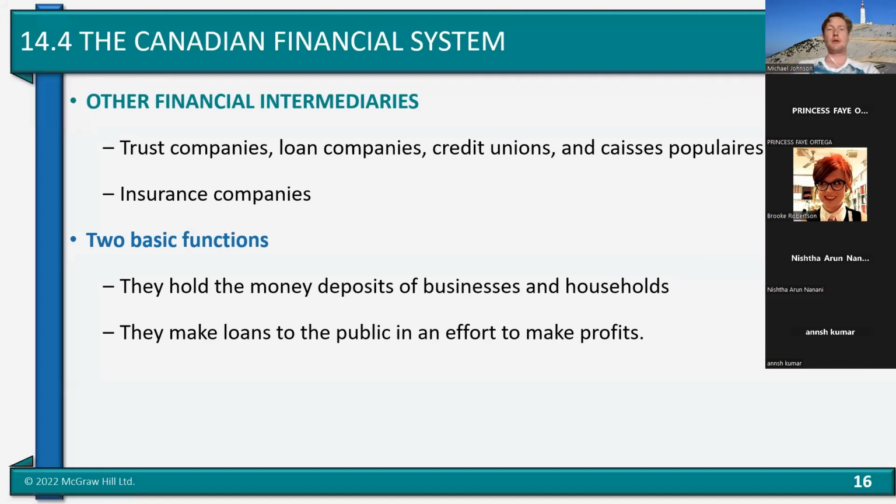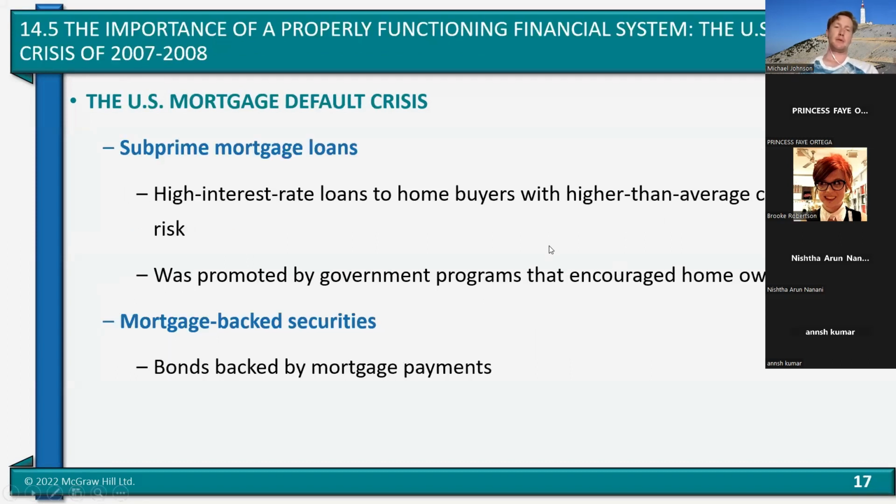So other financial intermediaries in the banking system are trust companies, loan companies, credit unions, Caisse Populaires, and insurance companies. So two basic functions: they hold the money deposits of businesses and households. They make loans to the public in an effort to make profits.